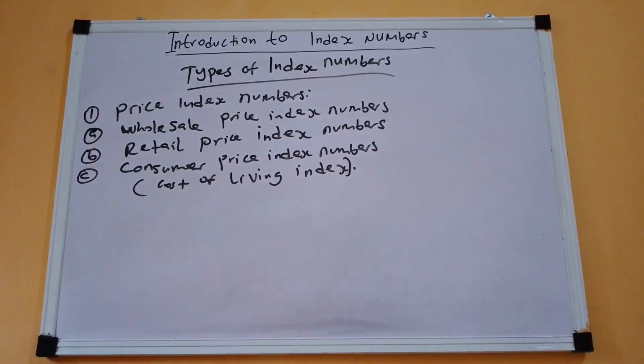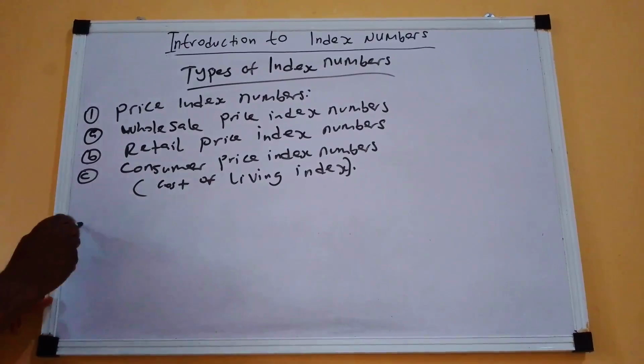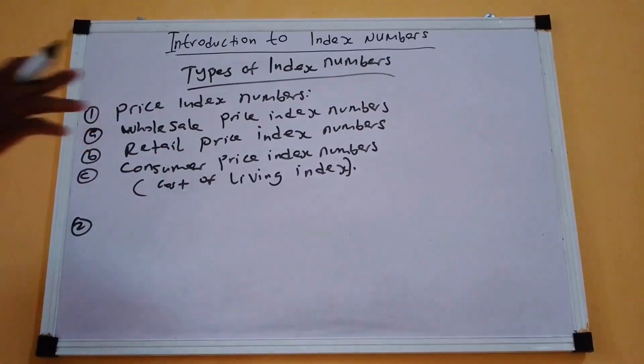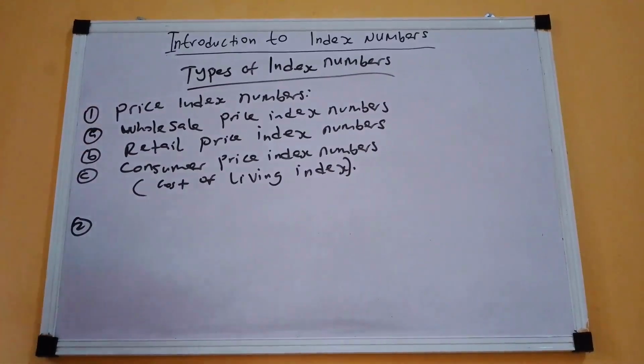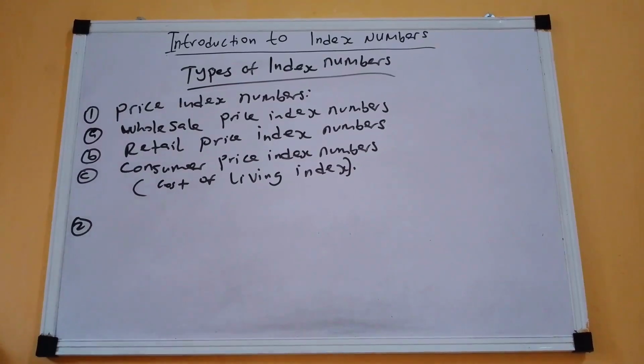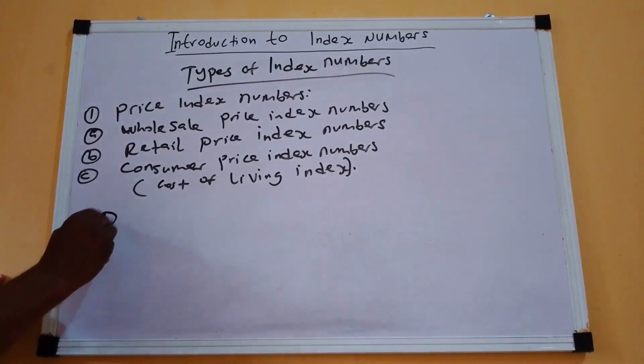Then the number two type of index number is quantity index numbers. Remember, number one is price index numbers, and we have three types of price index numbers: the wholesale price index numbers, the retail price index numbers, and the consumer price index numbers, also known as the cost of living index numbers. So when we talk about number two, it is the quantity index numbers.